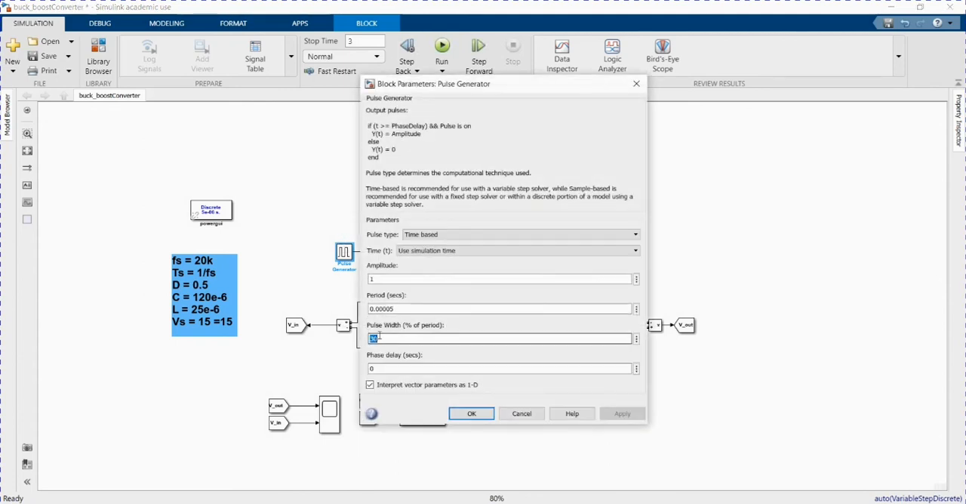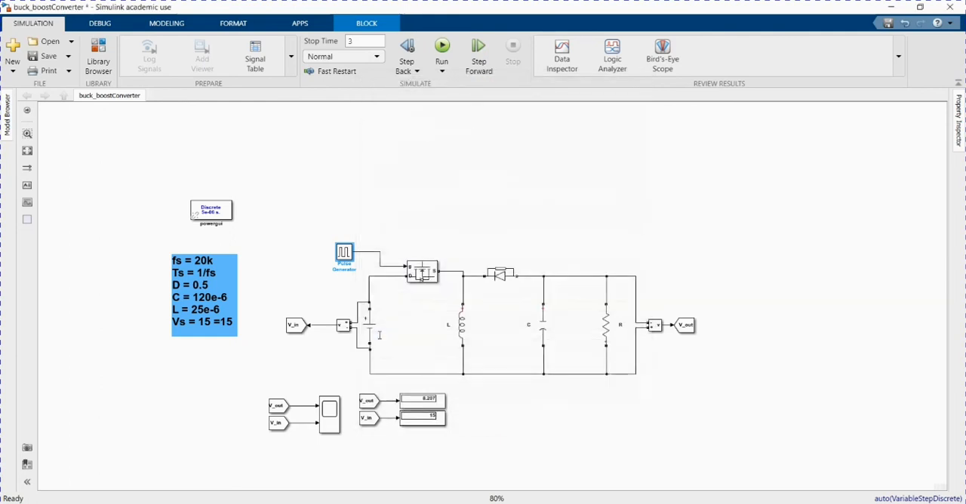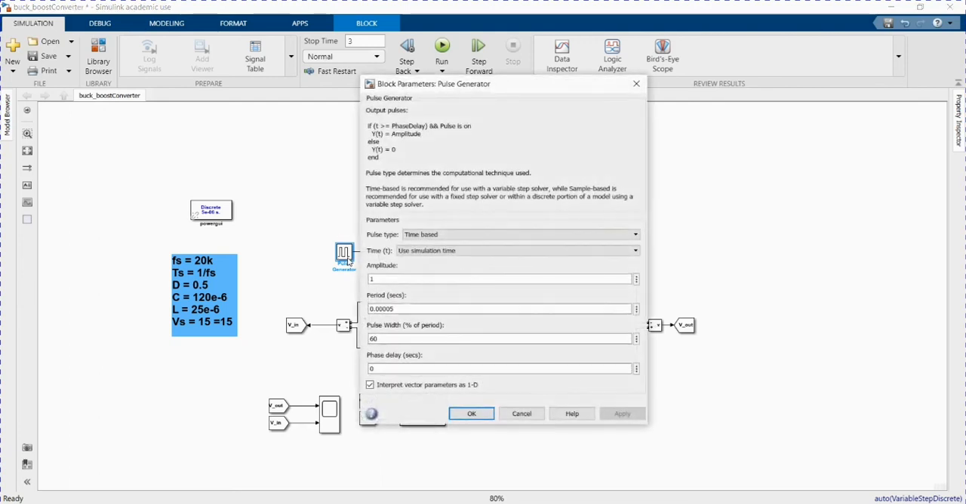Now let's simulate under boost mode, which the output will be greater than the input. So now it's 20. We can still play around. Means as when we change the duty cycle, the output voltage is directly proportional to the duty cycle. When we change the duty cycle, the output voltage also change.